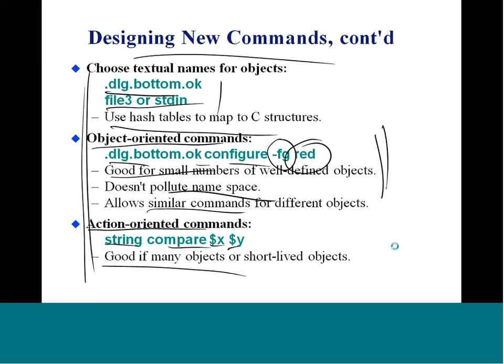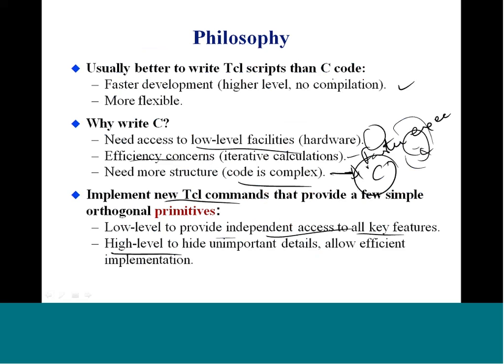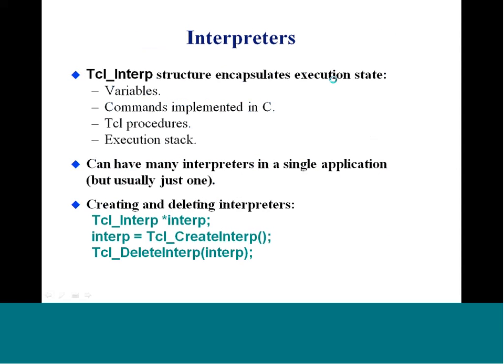Now let's talk about the interpreters. So that's the basic one, and now the interpreters. The Tcl interpreter, the Tcl_Interp structure, is a structure that encapsulates the execution state. What are the execution states? It has variables, the commands implemented in C, the Tcl procedures, and the execution stack. So it encapsulates the entire execution state. You can have many interpreters in a single application, but usually only one is active.